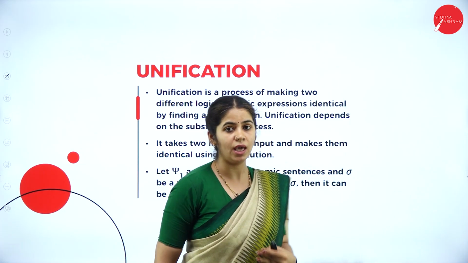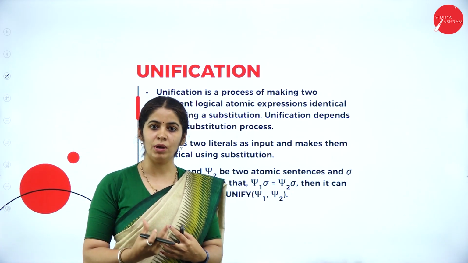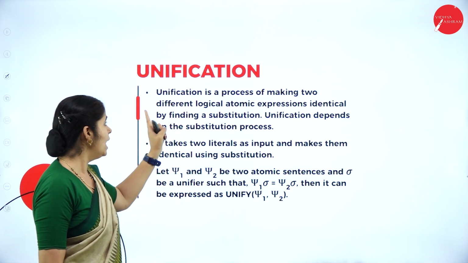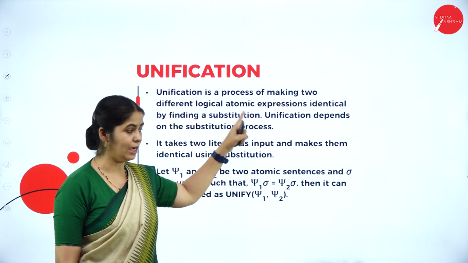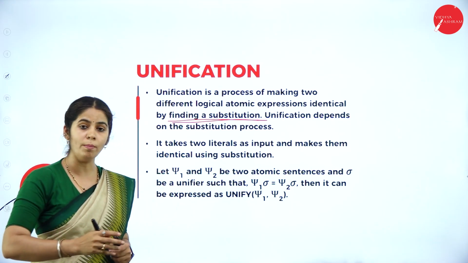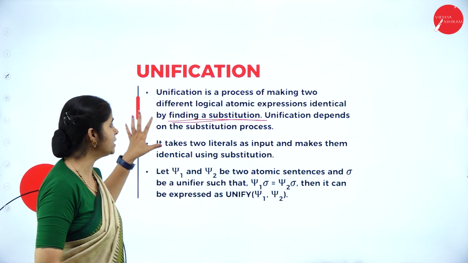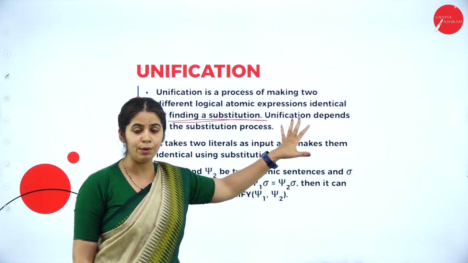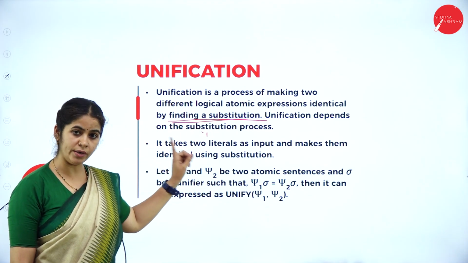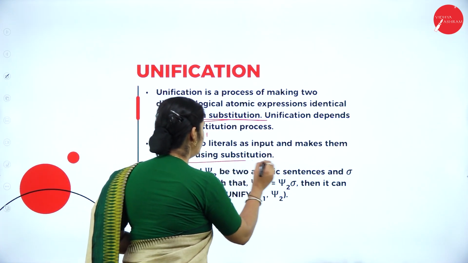Next, what is unification? Unification is nothing but making two sentences similar. That is called unification. Unification is the process of making different logics, that is atomic sentences, identical by finding a substitution. We are forming the same sentences by using the substitution method. Unification mainly depends on the process of substitution. It takes two literals or two sentences as input and makes them identical using substitution.